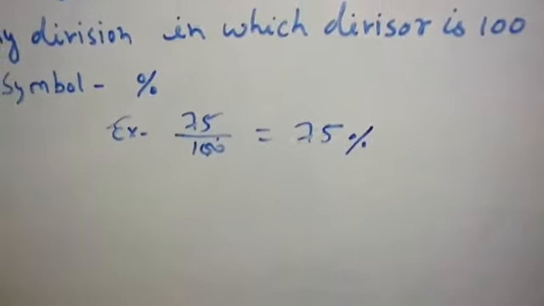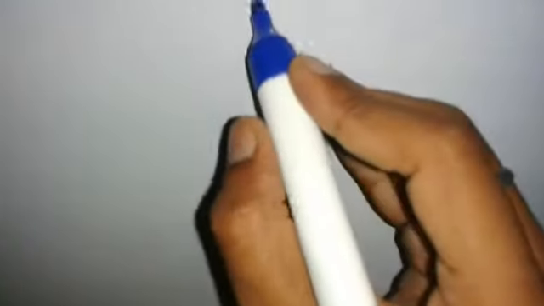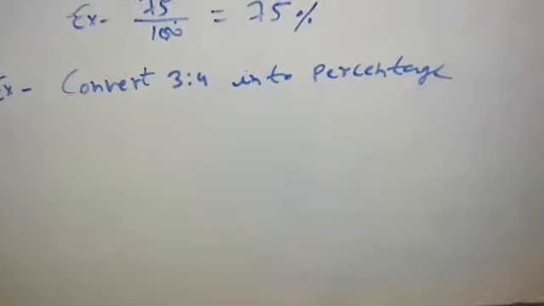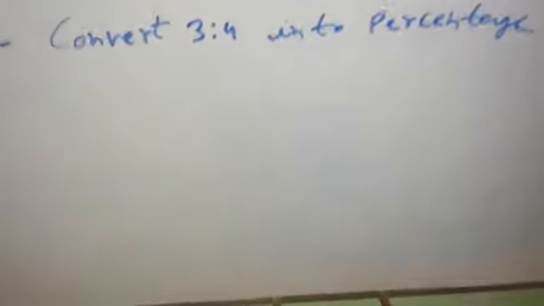Now let us see an example of how we convert a ratio into a percentage. Suppose we are given: convert 3:4 into percentage. Convert 3:4 into percentage. This is the question.